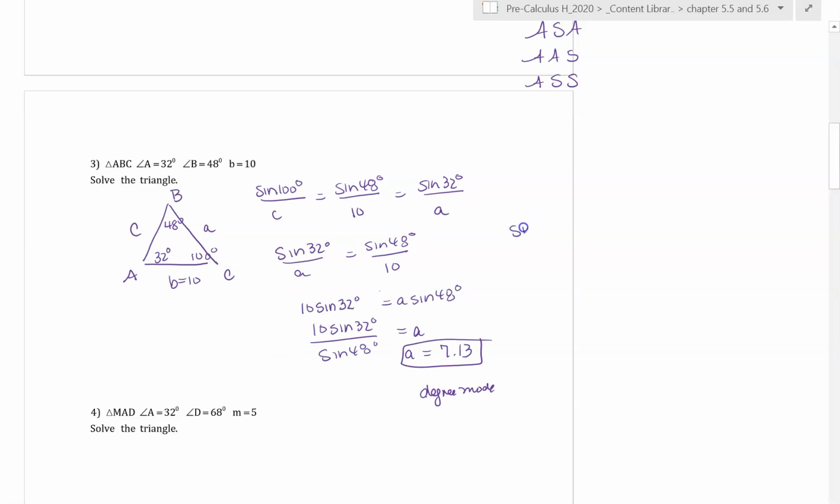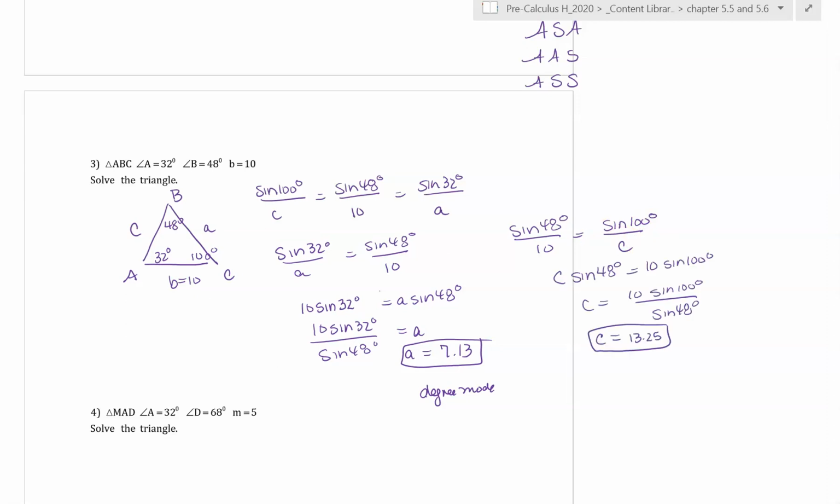Now let's use sine of 48 degrees over 10 is equal to sine of 100 degrees over C. Go ahead and solve for C. So you have 13.25. Okay, let's do another triangle.